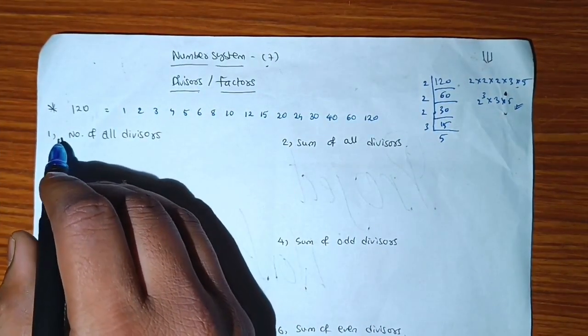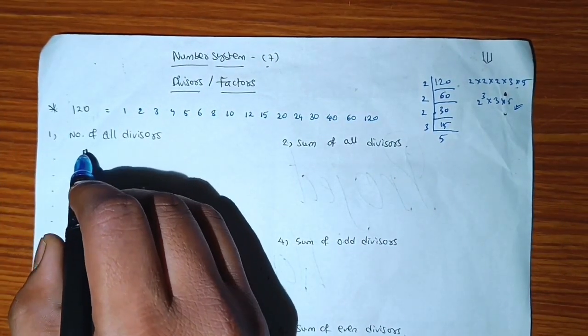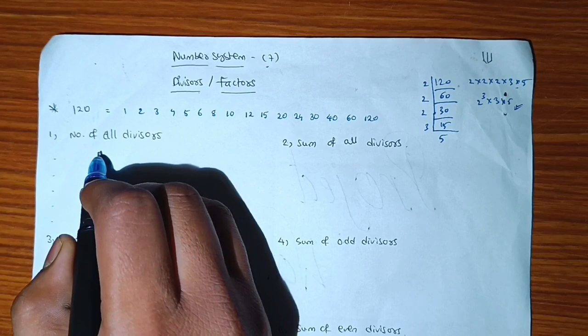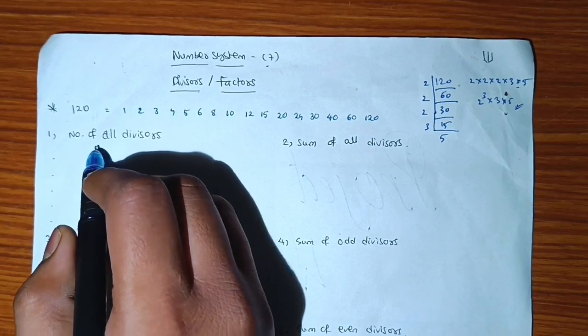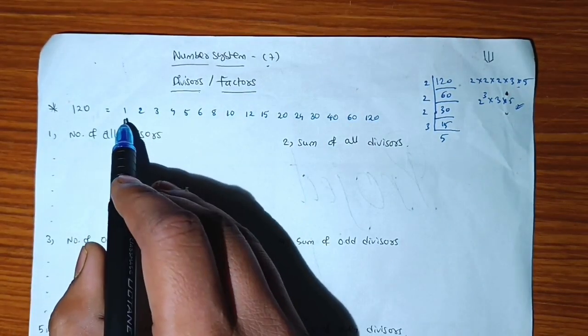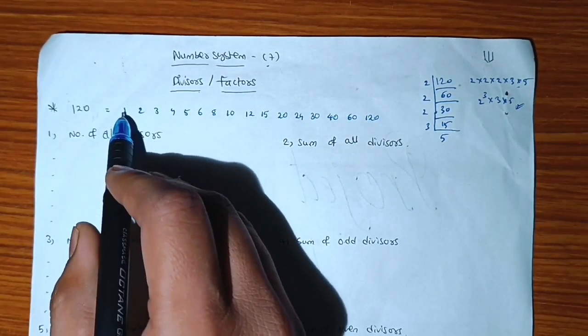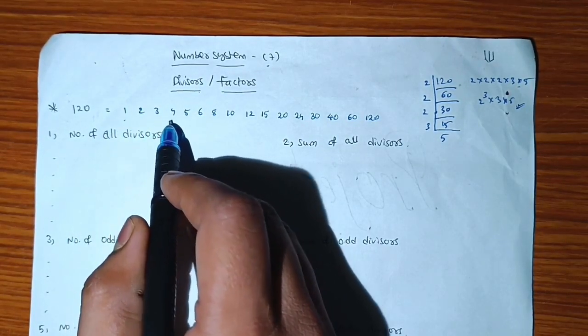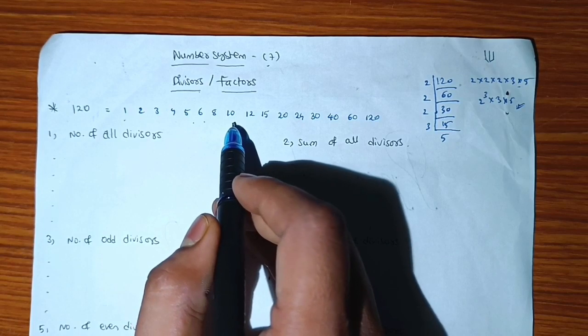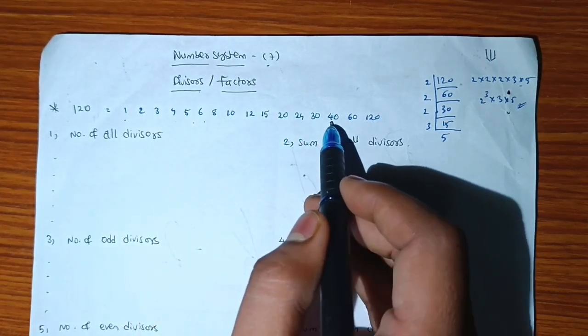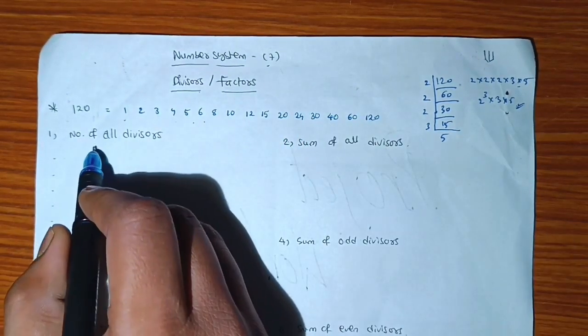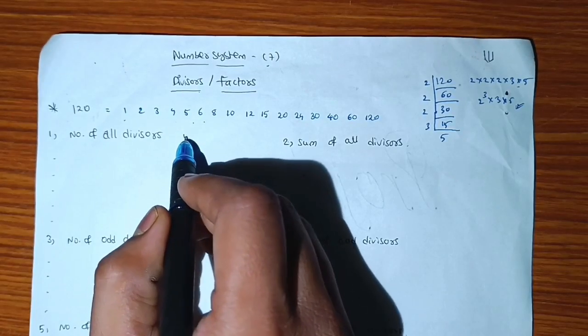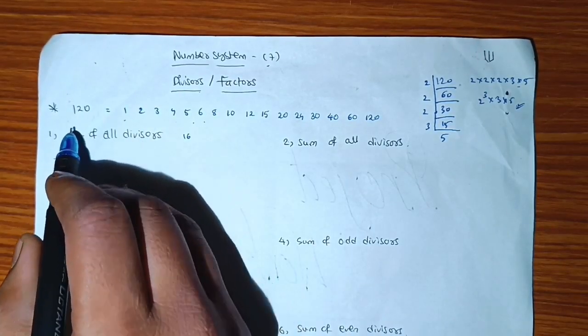The first question is to find the number of all divisors. You can count here: 1, 2, 3, 4, 5, 6, 7, 8, 9, 10, 11, 12, 13, 14, 15, 16. So the number of all divisors of the number 120 is 16.